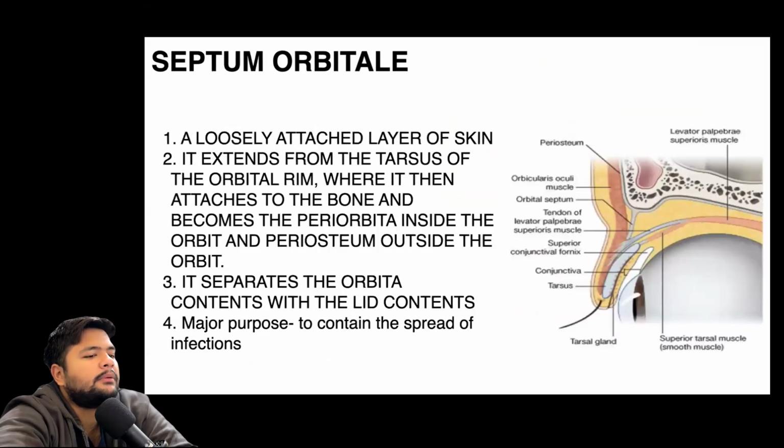Then coming to the orbital septum. The orbital septum is a loosely attached layer. It extends from the tarsus to the orbital rim, where it attaches to the bone and becomes the periorbita inside the orbit and periosteum outside the orbit. It separates the orbital contents from the lid contents. So the major purpose is to contain the spread of infections.